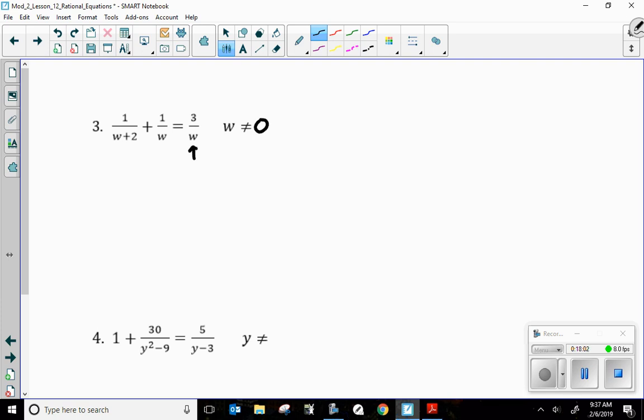First of all, W can't be 0, because if I put a 0 here, there you go, undefined. But what else can W not be? If I put a -2 in here for this W, -2 plus 2 is 0. So not only can W not be 0, W cannot be -2 either. So there are 2 numbers that W cannot be. Is that right, Visca? Yeah, that's fine. Anything that would make any denominator 0, our variable cannot be that. Okay, so we have our restrictions.